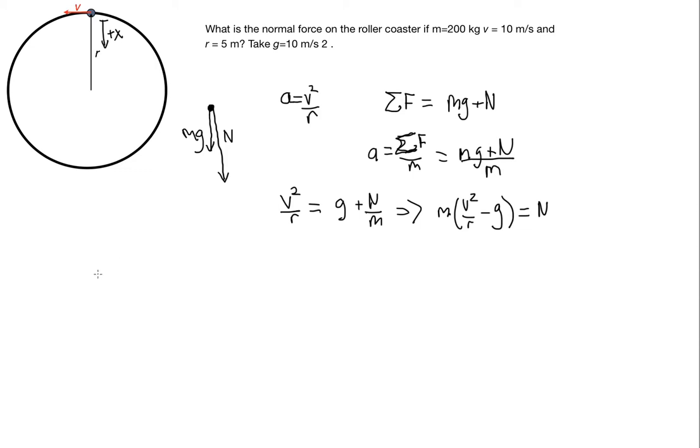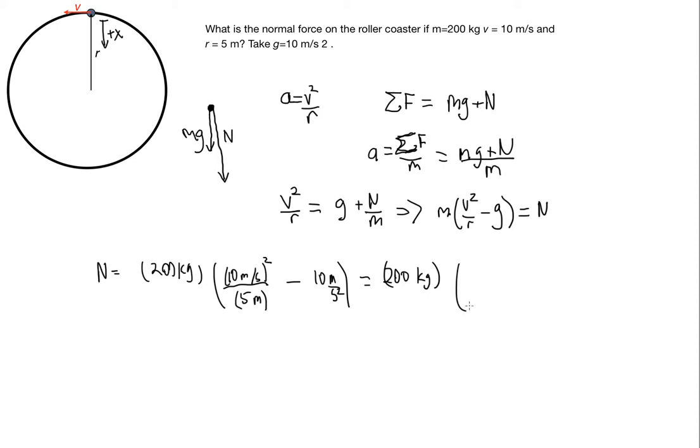So let's go. Normal force is equal to 200 kilograms times the speed squared, which is 10 meters per second squared, divided by the radius, which is 5 meters, minus 10 meters per second squared, and that is equal to 200 kilograms times 10 squared is 100, divided by 5 is 20, so it's 20 meters per second squared minus 10 meters per second squared, which is 10 meters per second squared times 200 kilograms is 2,000 newtons.